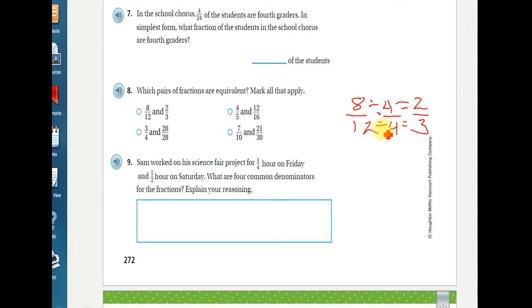12 divided by 4, does that equal 3? Yes, it does, so we know that these two are, in fact, equivalent.